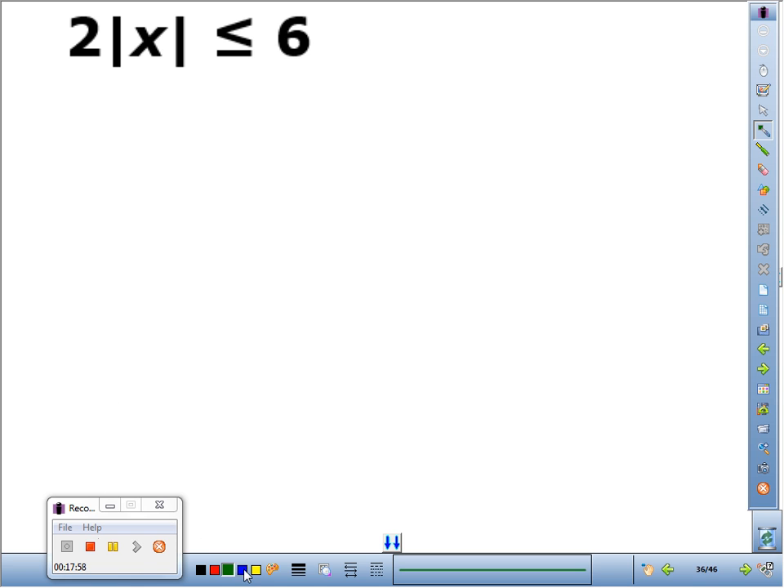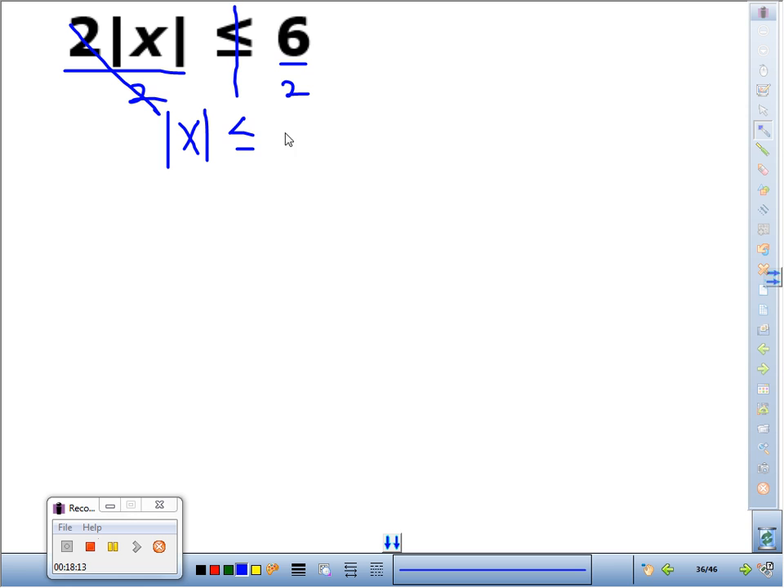Line down the inequality symbol. To isolate the absolute value, there's a 2 multiplying, so I need to divide by 2. This becomes absolute value of x less than or equal to 3. Are we with me so far? At that point, we write 2 inequalities.